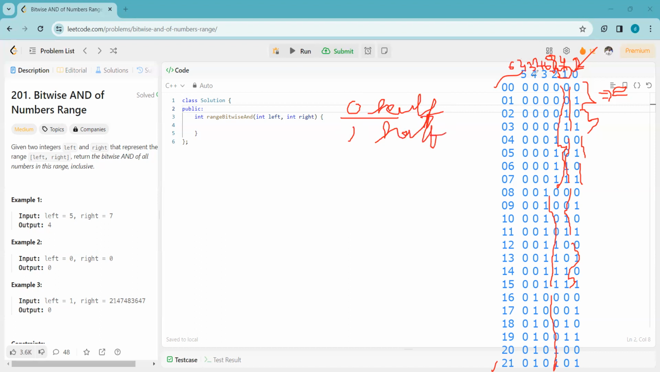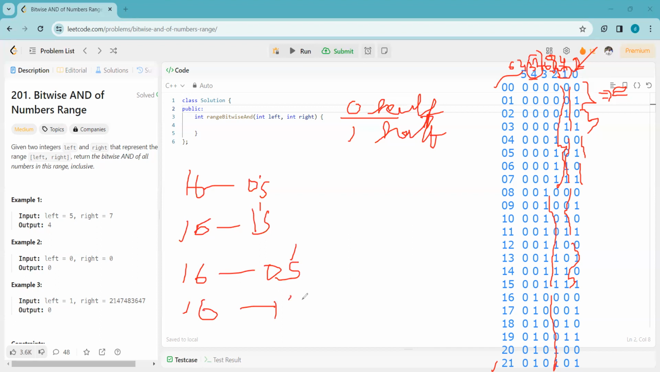Suppose we consider the fourth bit, where the pattern repeats after 32 numbers. That means the first 16 numbers will be zeros and then 16 numbers will be ones. Again 16 numbers will be zeros, again 16 numbers will be ones. Like this, the pattern repeats.